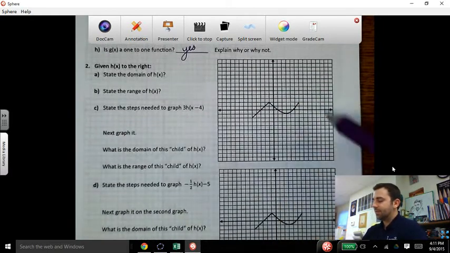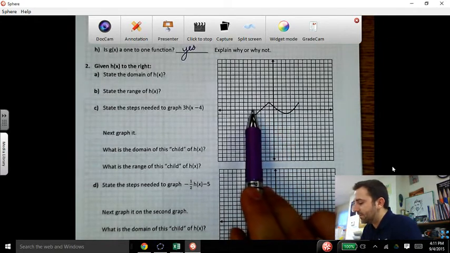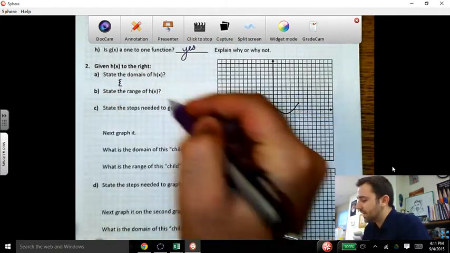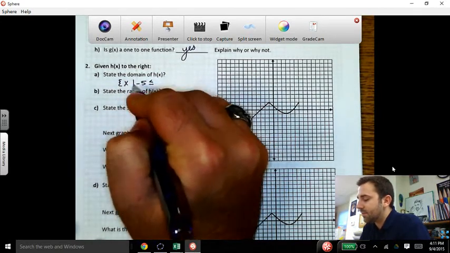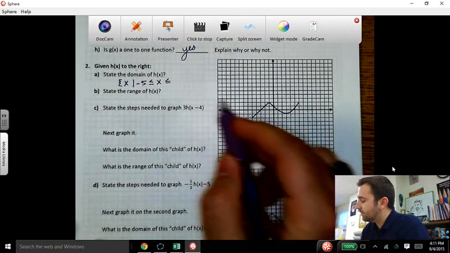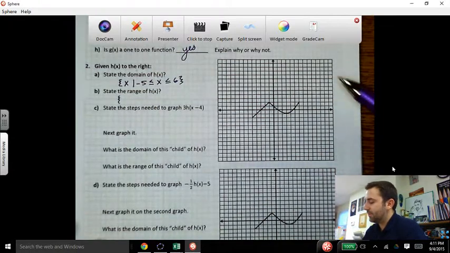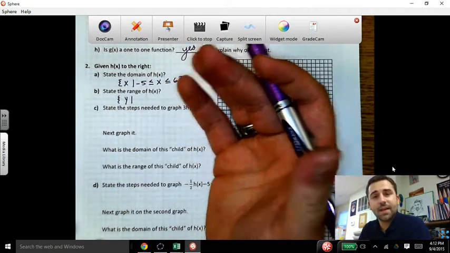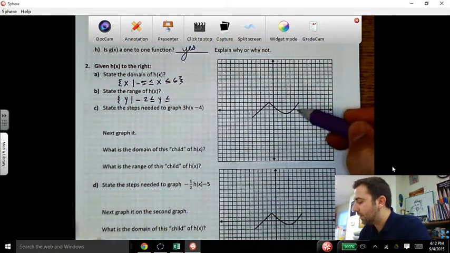So given a function h of x, state the domain. So in this case, I would count to the far left on the x-axis to find the most negative point of the domain, which in this case is -5. So using the proper notation, I'd say that the domain is x such that the x values are between -5 and, counting over to the far right, 6. Now, for the range, I would do the same thing. I'd see that the range we are going to define as y is between the values -2 and +2.